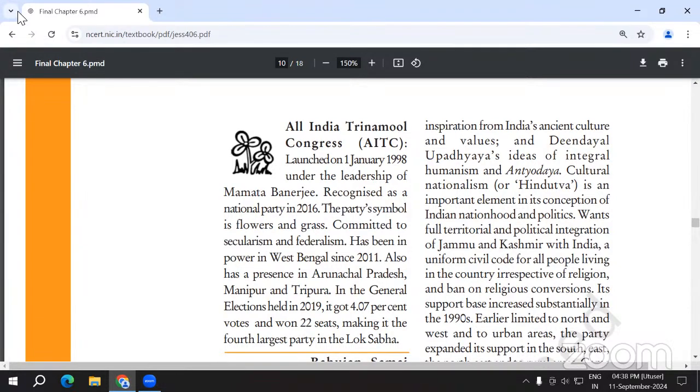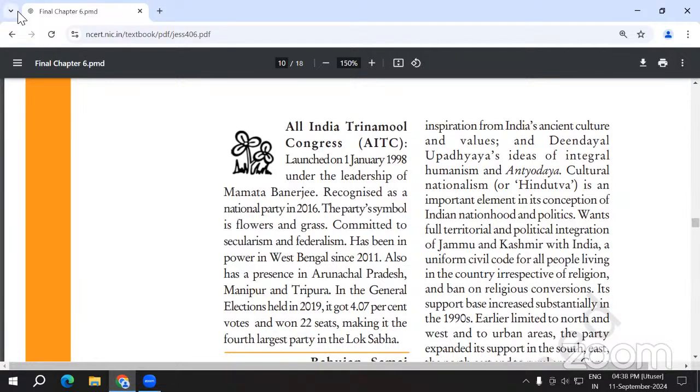You just imagine, it is a party founded in West Bengal. It has a support base in the nearby states, Tripura and all. But in the 2014 election, it secured some seats. And the other condition we have seen is that in 4 states, if it has support, then it can be considered as a national party. So when did it become a national party? 2016.